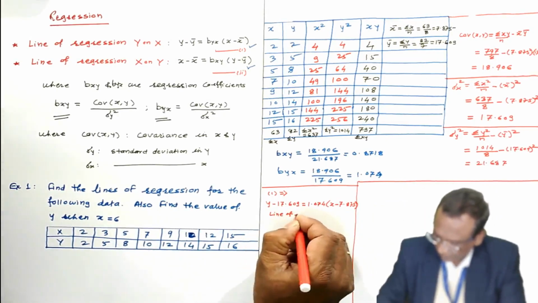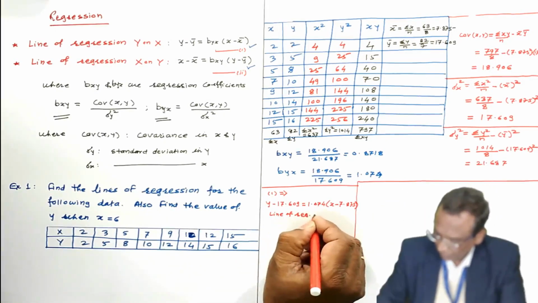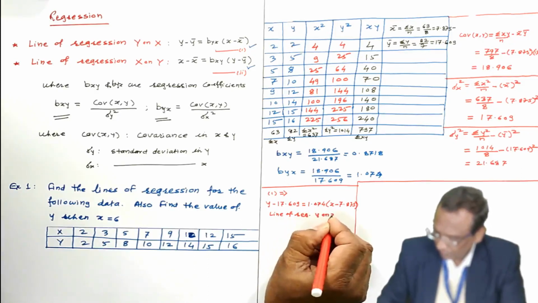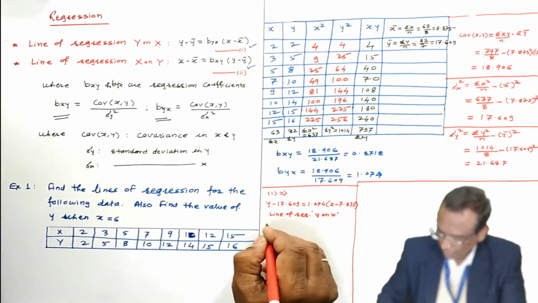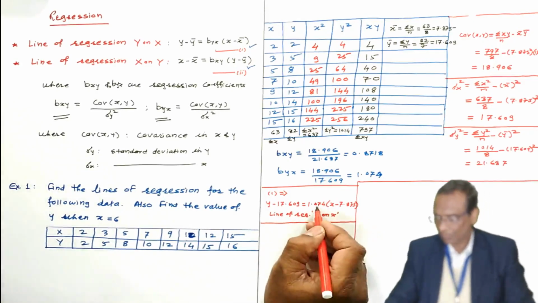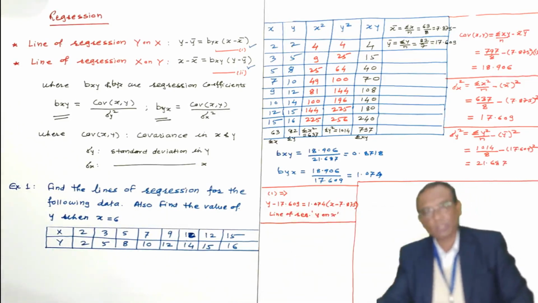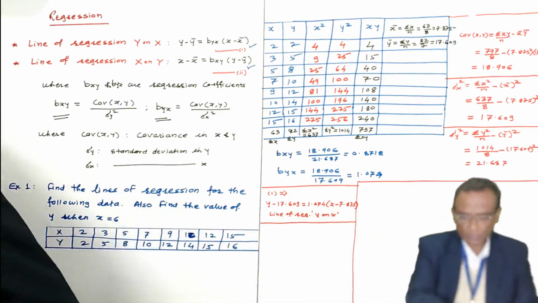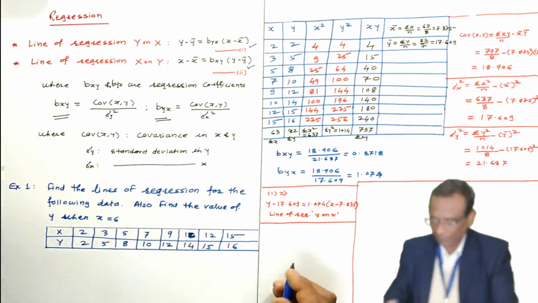Line of regression y on x. You can simplify it further: multiply by the outside component, shift it to the right hand side and solve it further. This is the line of regression y on x.